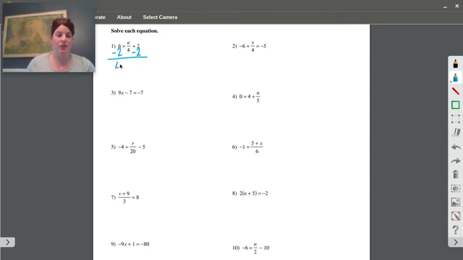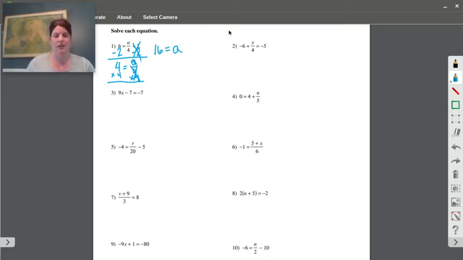So 6 minus 2 is 4. Plus 2 minus 2 cancel each other out, so we have a over 4. Okay, so now we have divided by 4, so we're going to multiply by 4 on both sides. And we end up with 4 times 4 is 16, and a divided by 4 times 4 is a. So 16 equals a, or a equals 16 for this first one.